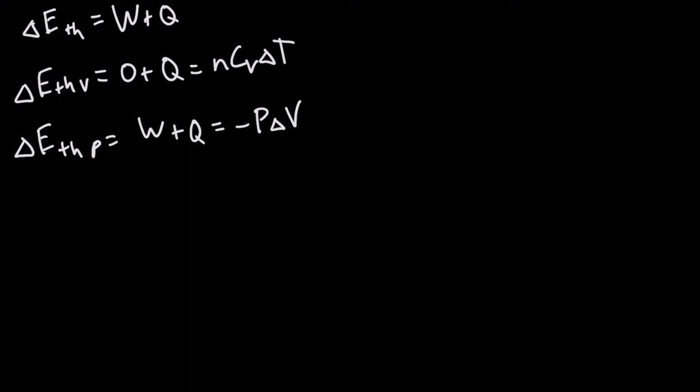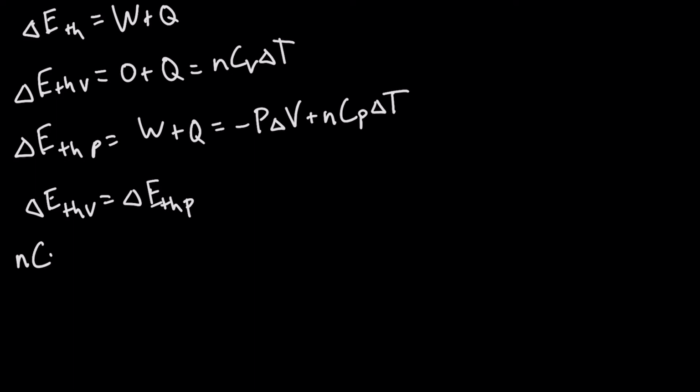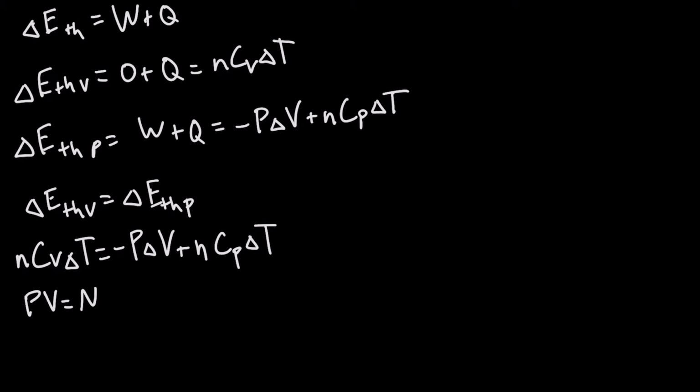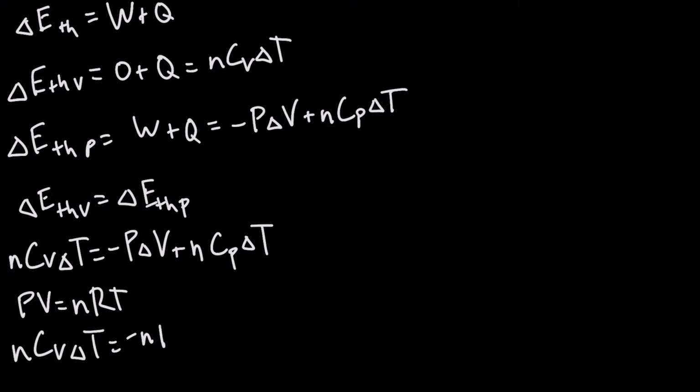However, for a gas at a constant pressure, or an isobaric process, we know that work can be done on the environment because the piston is allowed to move, meaning that we can define our equation as negative P delta V, which is how we calculate work for a gas, plus nCP delta T. And these two changes in thermal energy, for the ideal gas at a constant volume and at a constant pressure, are actually equal to each other, meaning that we can equate their definitions. So equating the two definitions gives us nCV delta T equals negative P delta V plus nCP delta T.